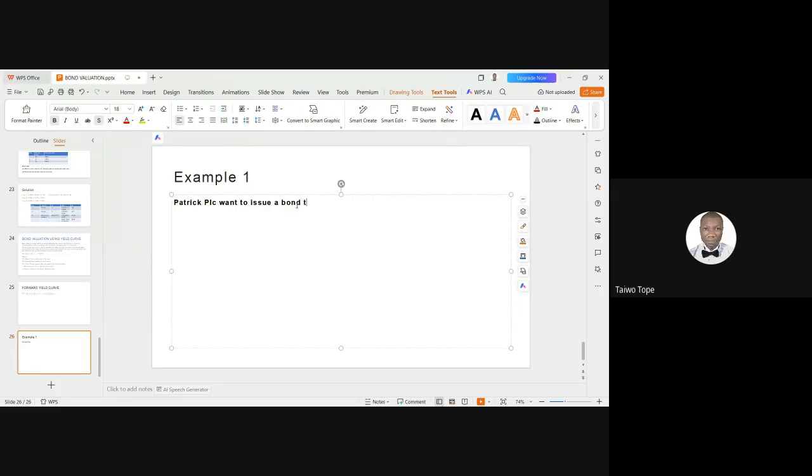A bond that is redeemable in 4 years. Patrick PLC wants to issue a bond that is redeemable in 4 years for its par value or face value of 100 naira, and wants to pay an annual coupon of 5% on the par value.